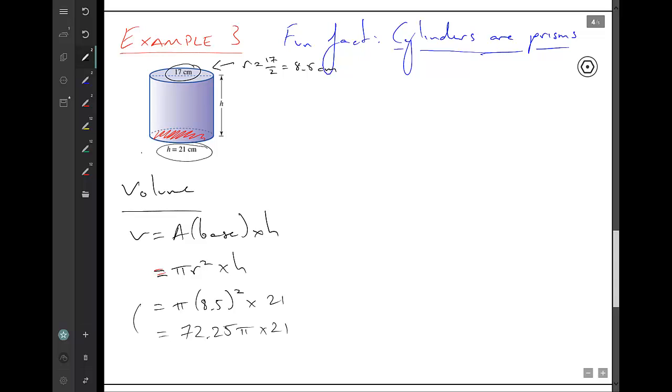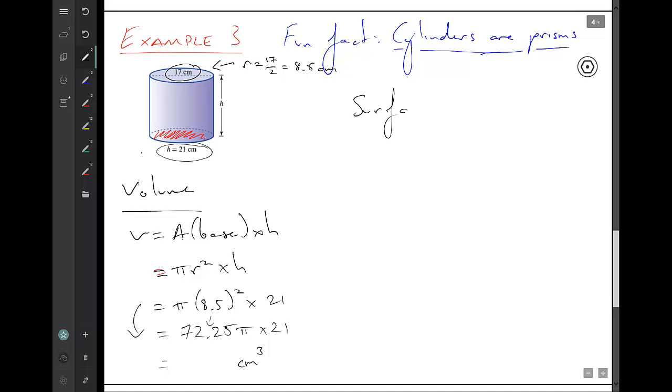But again, please check that calculation on your calculator. And from here, it's just a calculator question. Okay, so you put that in your calculator and whatever it is that you get will be in centimeters cubed because we're dealing with a volume. Okay, so you can do that one yourself at the end.